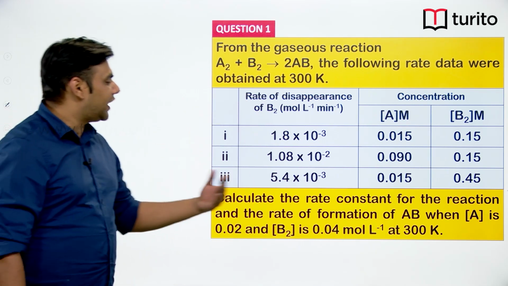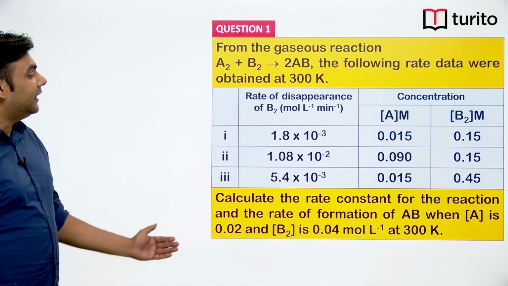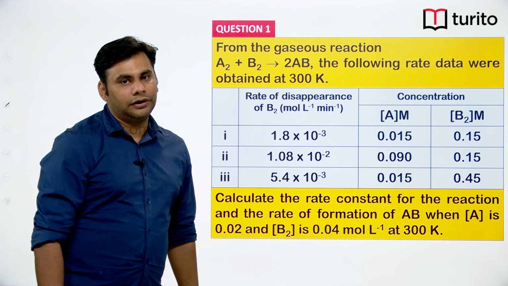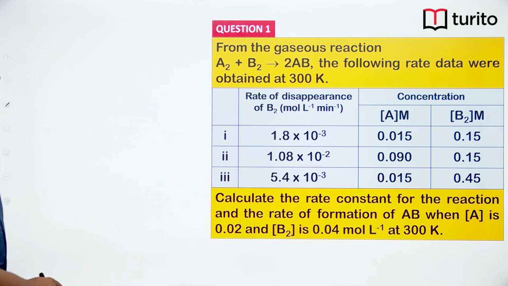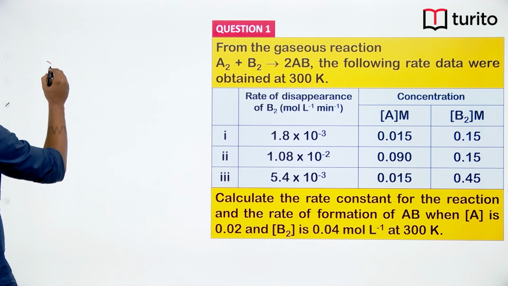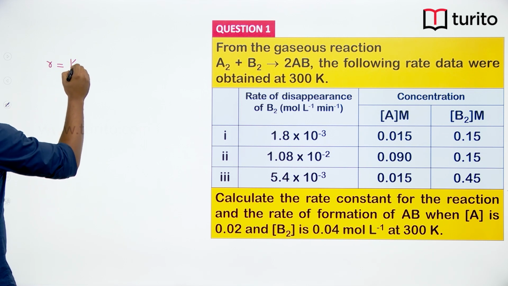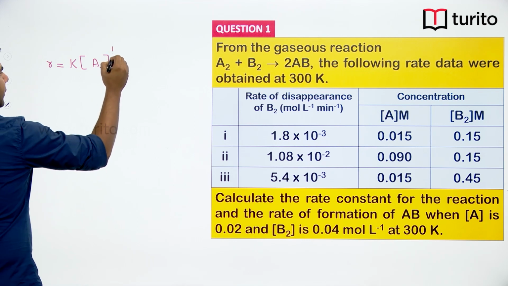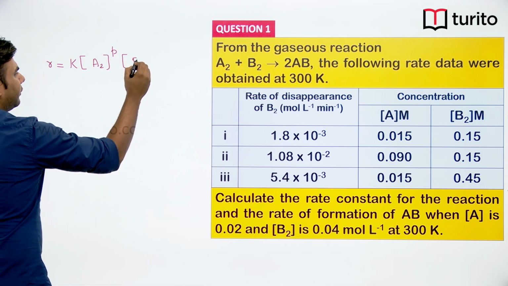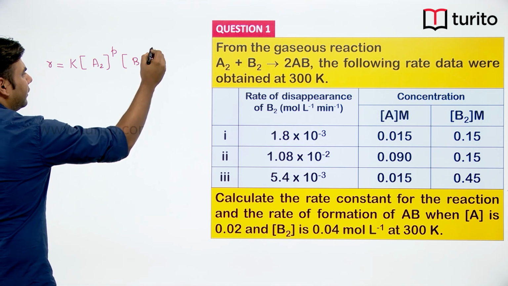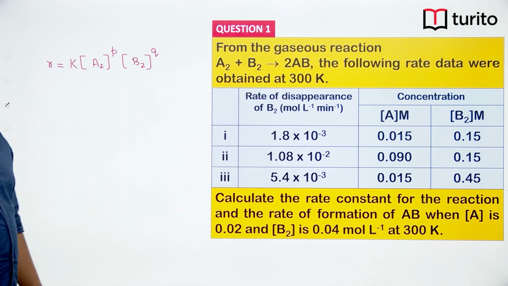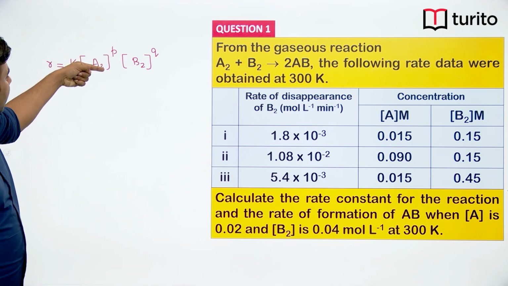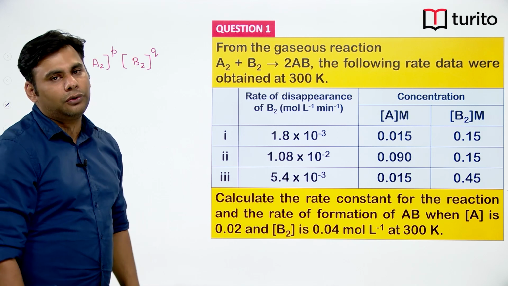The question says to calculate the rate constant for the reaction and the rate of formation of AB when the concentrations of A2 and B2 are given. First, we assume the rate law is rate equals K into the concentration of A2 raised to power P, and the concentration of B2 raised to power Q. So P is the order with respect to A2 and Q is the order with respect to B2.